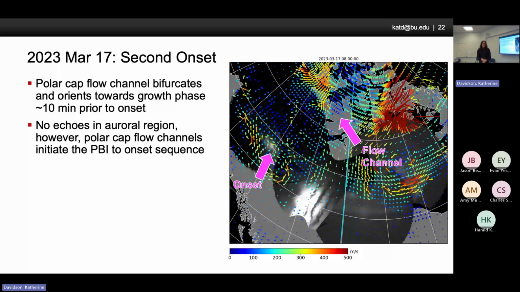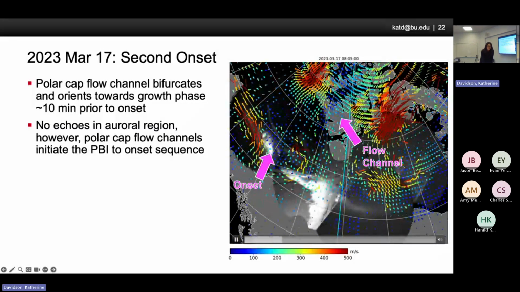Looking at the second onset, our first substorm was over in these two cameras over here. The next substorm is going to be way over here in the Ionospheric camera, so a different location. And you'll see that this flow channel actually bifurcates from the original flow channel, from the original substorm, and is going to move westward towards this second onset location.